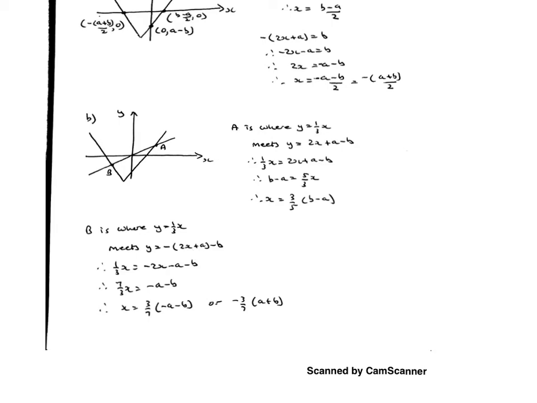So let's go back to here. That equation is 2x plus a minus b. This is a third x, so solve that equation and you end up with x is 3/5 (b minus a).